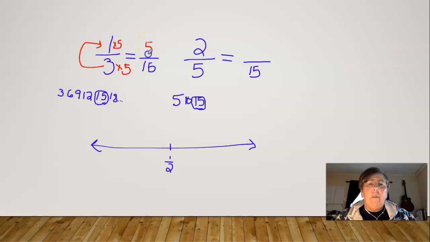Okay, got it. All right, let's see. 5 times what gives me 15? 5 times 3. So whatever I do to the bottom, I do to the top. 2 times 3.